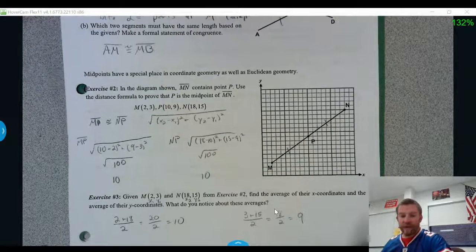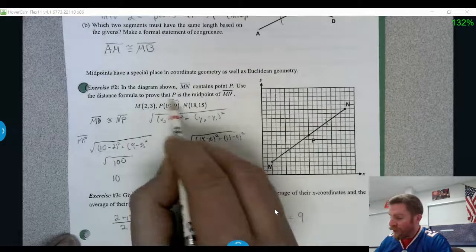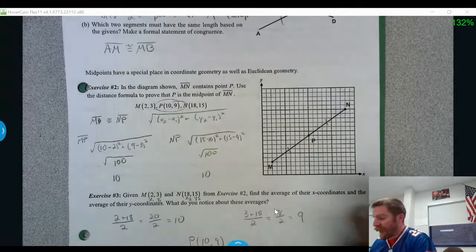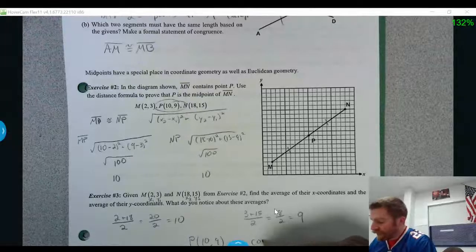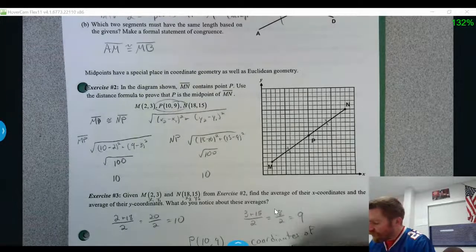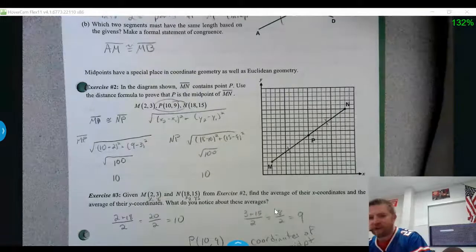Is there anything special about this? What do you notice about these averages? Point P right here was (10, 9). So by averaging the coordinates, this gives me the coordinates of the midpoint. If you want to remember midpoint, remember average. That would be pretty helpful.